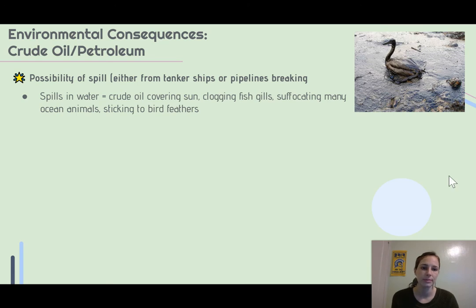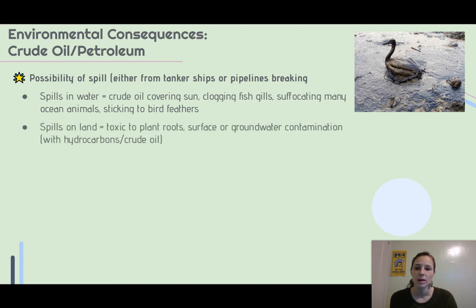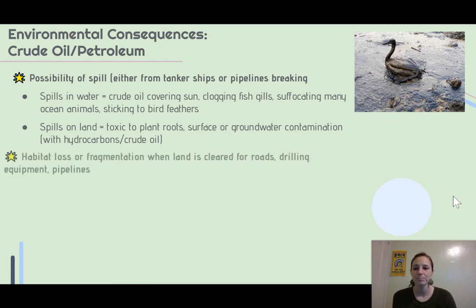As you can see, an example of this water bird right here in an oil spill. Now, if this spill occurs on land, it's going to be toxic to plant roots. It can get into the surface or groundwater and contaminate those. And then you're going to end up with hydrocarbons and crude oil in your local waterways, which, if it's surface water, once again, you've got all the problems of the spills that occur in water and what those do.